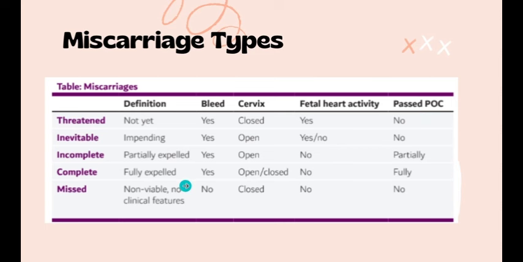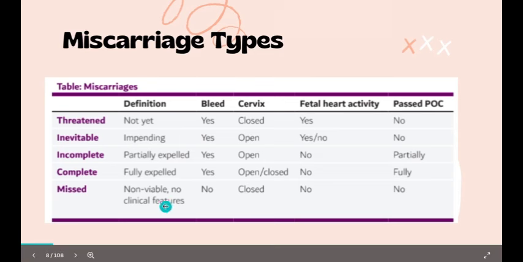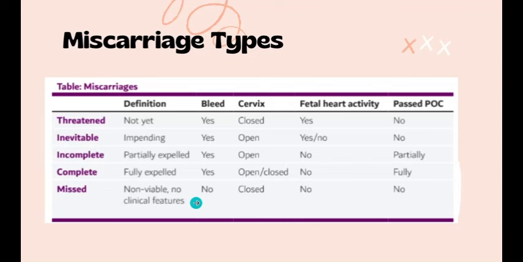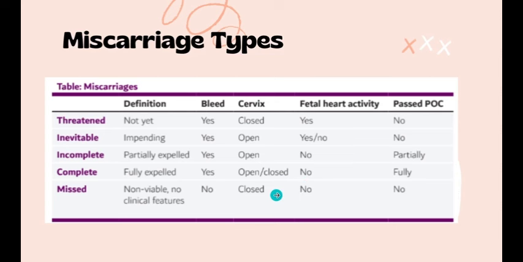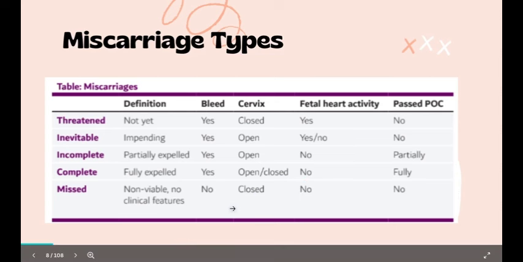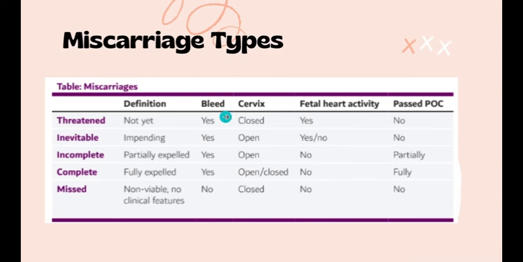Now the last kind, which is a bit confusing, is a missed miscarriage. This typically won't present with clinical signs such as bleeding. It's often discovered incidentally, where the fetus has died in utero and there is no longer heart activity. The cervix is closed and there's no bleeding. So it's almost as though the fetus has died in the uterus and has not been expelled, and there is no bleeding. This is what we call a missed miscarriage.